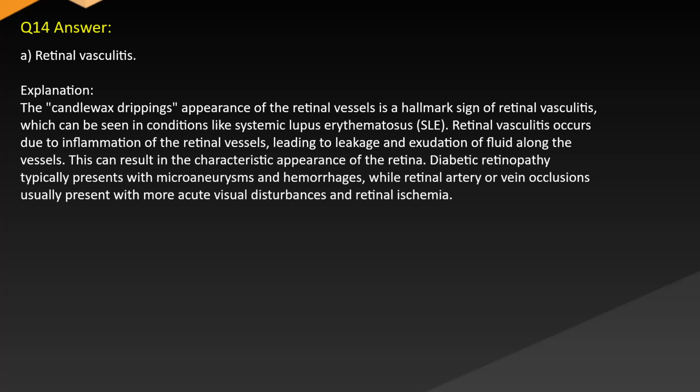Diabetic retinopathy typically presents with microaneurysms and hemorrhages, while retinal artery or vein occlusions usually present with more acute visual disturbances and retinal ischemia. Question 15.